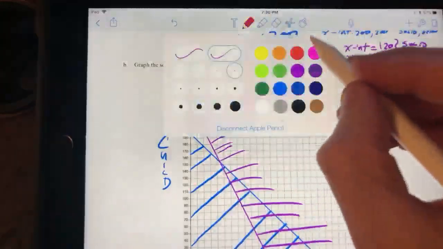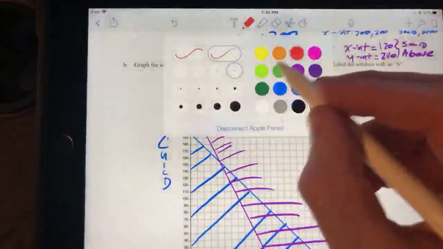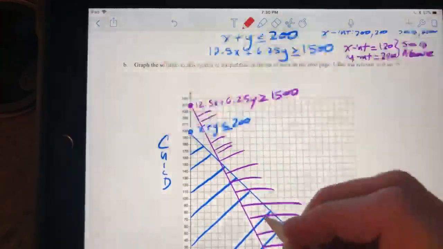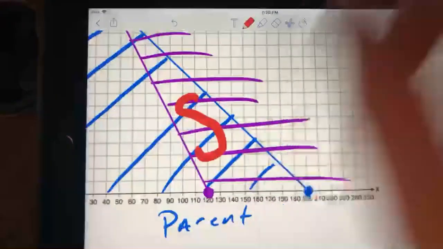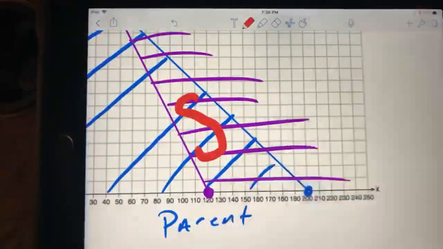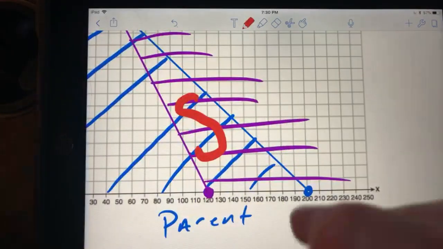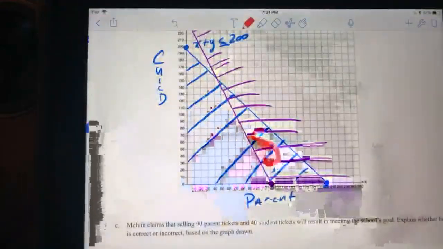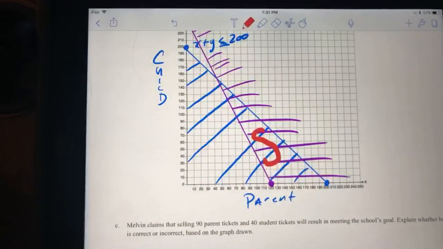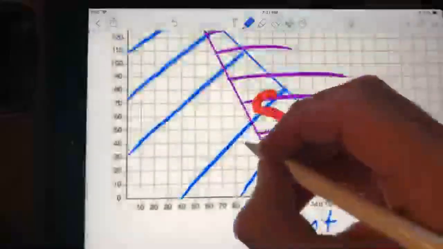My solution set might say something like label it with an S. It does. Is right here. It's where the shadings overlap one another. So this is the shaded region for not just one inequality, but for both. If you want, you can just shade where they're overlapping, if you want to make it kind of fancy, since people have trouble seeing that.